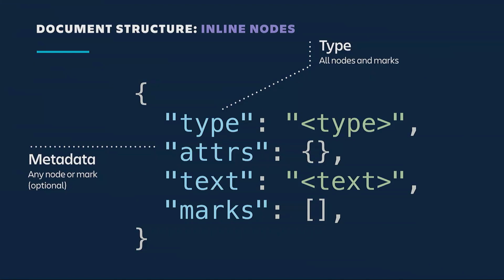And inline nodes also have children, which are these marks that we just talked about that say something about the formatting of a text node.